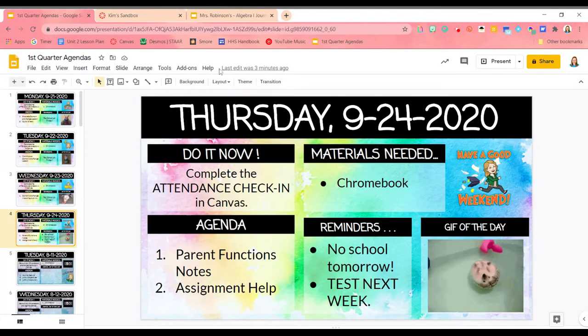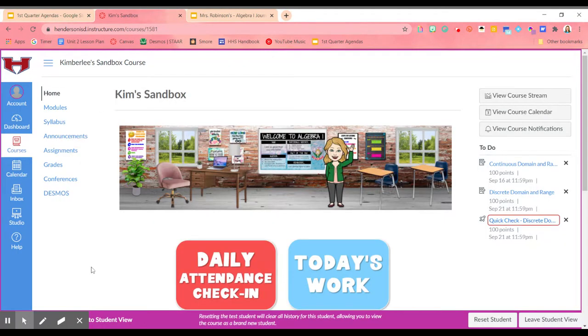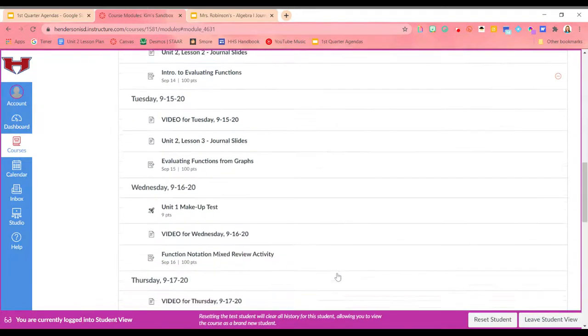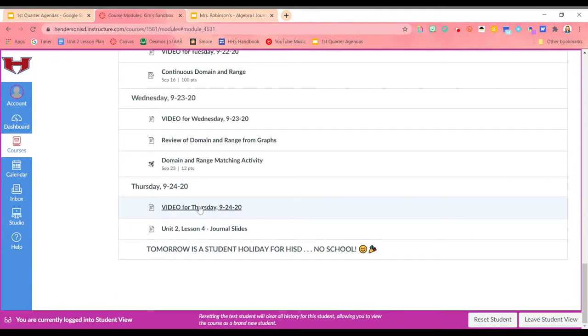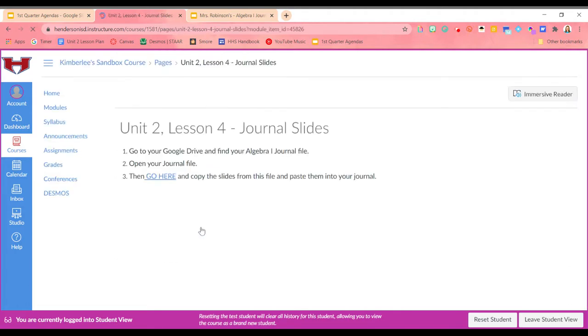So let's look at what we're going to talk about for today. I'm going to go ahead and click the Today's Work button, and that's going to take me to the modules page. I'm going to scroll all the way to the bottom. Here we go, Thursday. Today is going to be a pretty quick lesson, so it's a good day to catch up. I want you guys to have some time to catch up on anything that you're missing that you need to turn in. So check Skyward. I just put grades in so you can look and see what you're behind on that we've done the past couple of weeks.